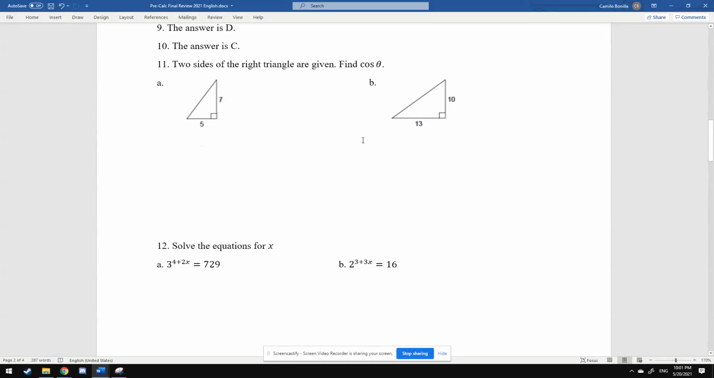All right, so two sides of the right angle are given. Find cosine of theta. So I'll give you the angle like this. This is opposite. This is adjacent. I need the hypotenuse.